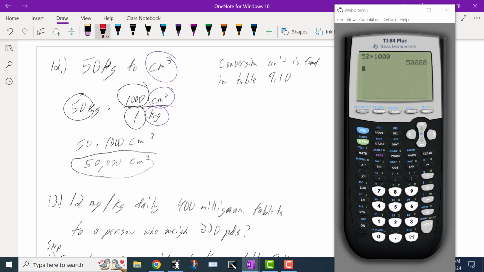And that is your answer. So your answer is 50,000 centimeters cubed is equivalent to 50 kilograms.